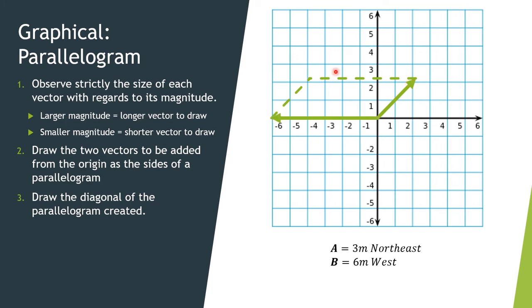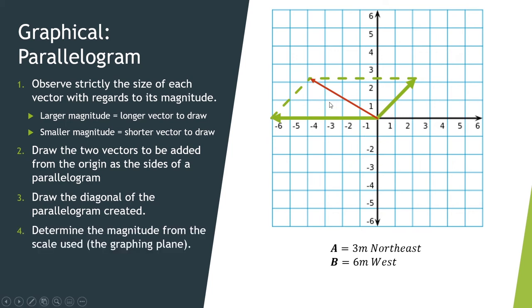Number three, draw the diagonal of the parallelogram created. So, we created this figure. You draw the diagonal, and that is your resultant vector. That's it. Number 4, determine the magnitude from the scale used in the graphing plane. Use a ruler. You measure how long it is, so it matters how long it is. And the scale is just the difference between these cells. Some of you may be using a scale that increments by 2: 2, 4, 6, 8. So it depends on the scale of your graphing plane.